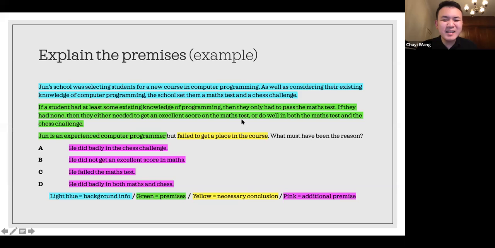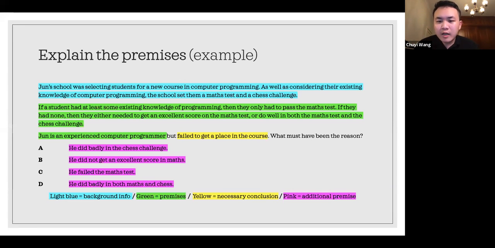Now, some of this is a little bit like background information, right? Once we read this first sentence once, we don't really need to read it again. Once we know what the scenario is, that's just background information. We don't ever need to refer to that sentence again. Jun's at some sort of school and they're doing a test, and because of this test, they need to do a maths and a chess challenge. That's all we have to know. Once we've read it once, we can ignore the background information, as long as we have it in our heads.